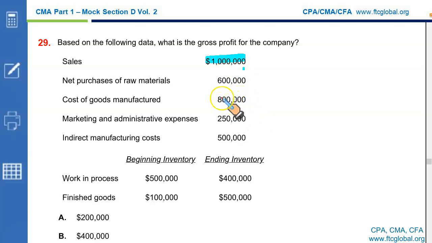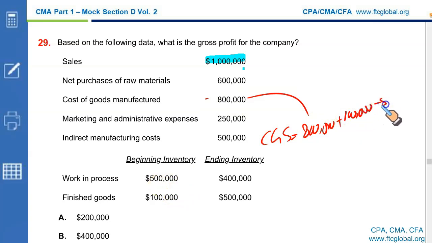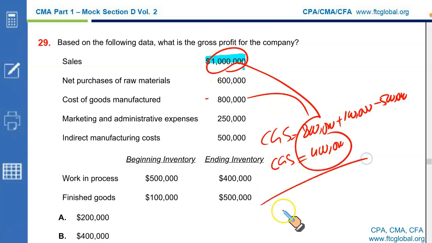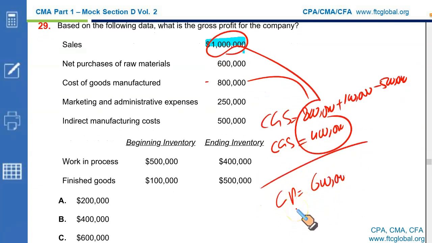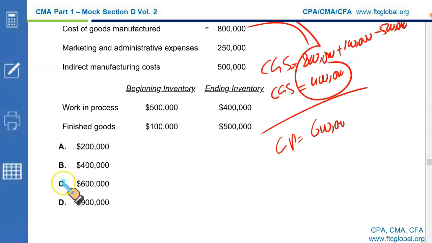Let us calculate the cost of goods sold using the CGM. We know cost of goods sold is the cost of goods manufactured. To this you add your finished goods opening, deduct your finished goods closing, and that gives you $400,000 as your CGS. This CGS is to be deducted from sales in order to calculate your gross profit, and that's a straightforward $600,000, and this perfectly matches with your option C.